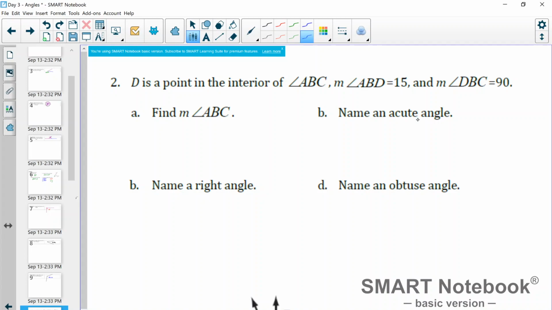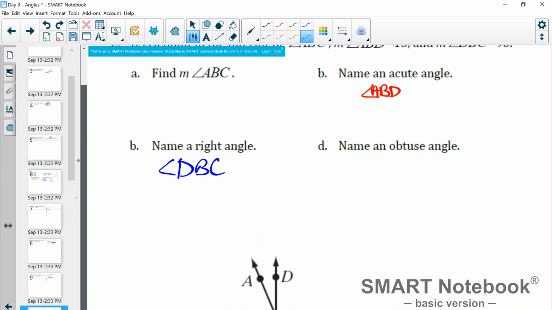We can already name the acute and the right angle because they already give it to us. We learned that an acute angle is less than 90 degrees. Well, they already told us that ABD is 15, and 15 degrees is definitely less than 90 degrees. And we also learned that a right angle is exactly 90 degrees. They give us here that angle DBC is 90, so we can just state angle DBC is the right angle. What we have to do now is find ABC and name the obtuse angle.